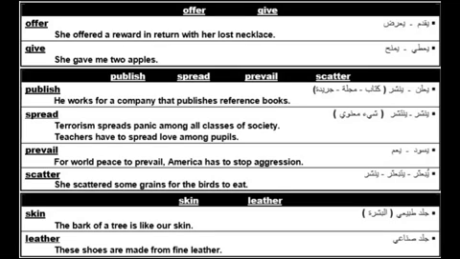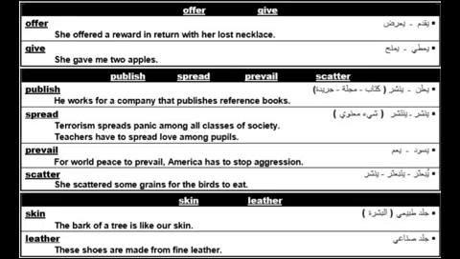Let's go to another word like skin. And what's the difference between skin and leather? Skin, and you know the meaning of skin? جلد طبيعي اللي هو جلد البشرة. In an example: the bark of a tree is like our skin. What about leather? Leather جلد صناعي. These shoes are made from fine leather.